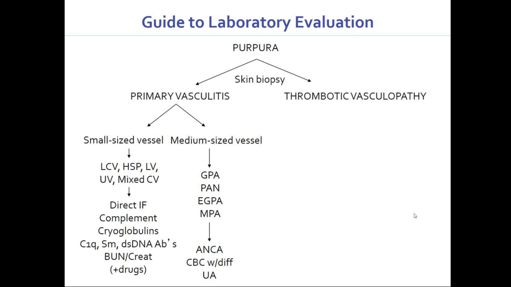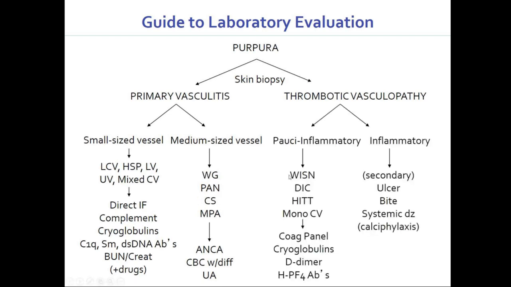If small vessels are involved, I've listed here the diagnostic possibilities and the tests that are most helpful for discriminating among them. If a medium-sized vessel is involved, here is this list of diagnostic possibilities, and ANCAs, CBC with diff, and urinalysis are the best next tests. In patients presenting with a true post-inflammatory thrombotic vasculopathy, the differential is short. These are the critical lab values to differentiate amongst them.